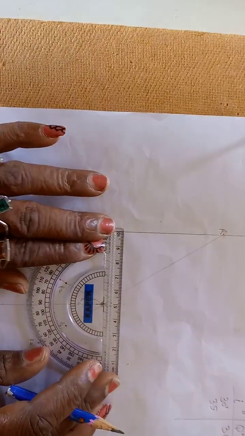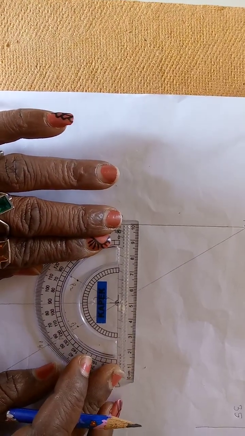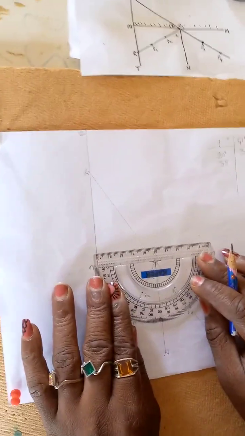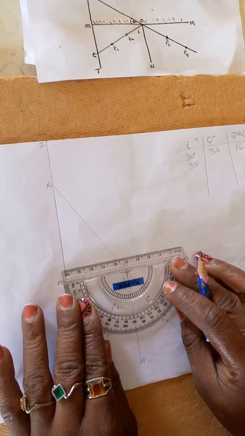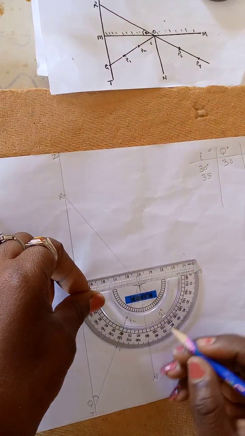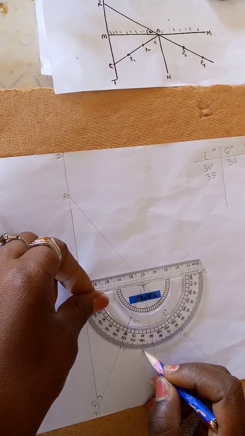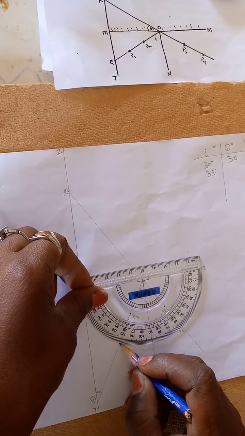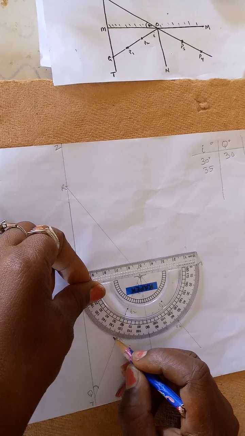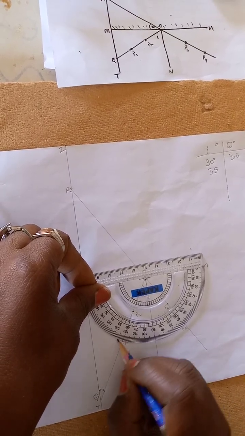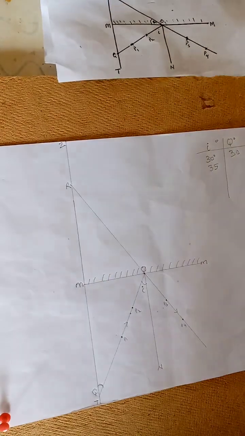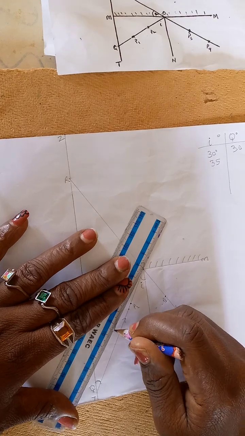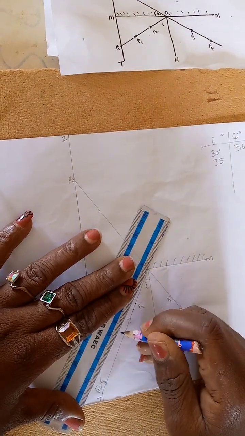We are going to measure 35 degrees from the normal again. So we have 10, 20, 30. This is 35. Put a point there. We connect it to this point. So we have this and this. We connect it to this point.